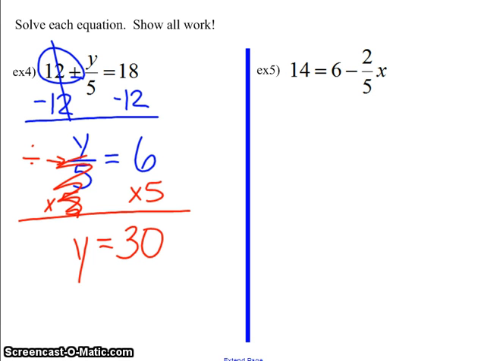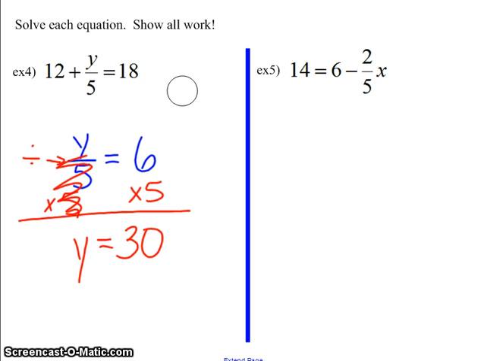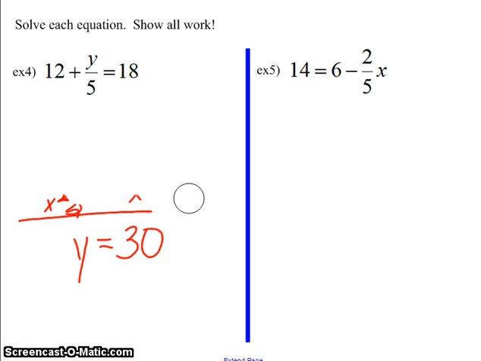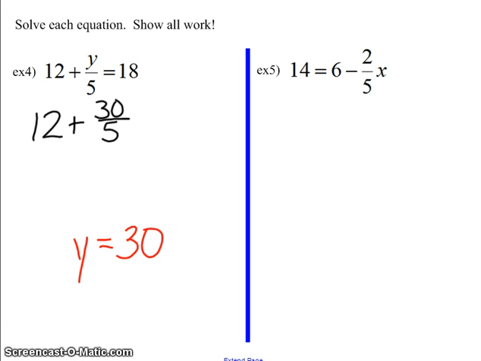Again, now to check your answer, if we want to do that, we can get rid of this here. Just to show you that this is always an option for you to do, I'm going to take my 30 and plug it in where the y is located. So 12 plus 30 over 5 equals 18.